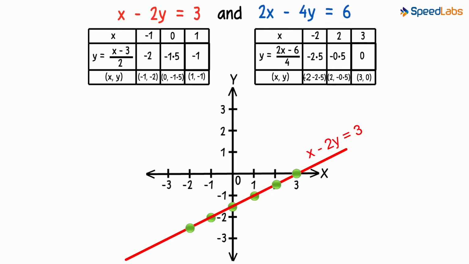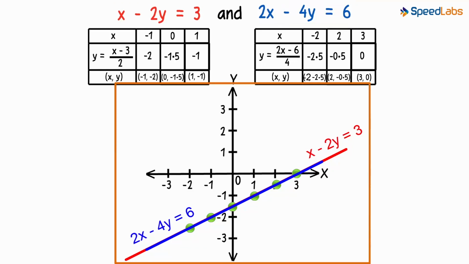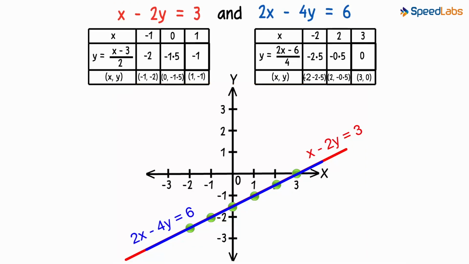Wait, did you see that? These points lie on the same line which represents the first equation. So the blue line of the second equation will coincide with the line of the first. Amazing, isn't it? This was the third way in which two lines can lie on a plane. They can coincide. They are called coincident lines.